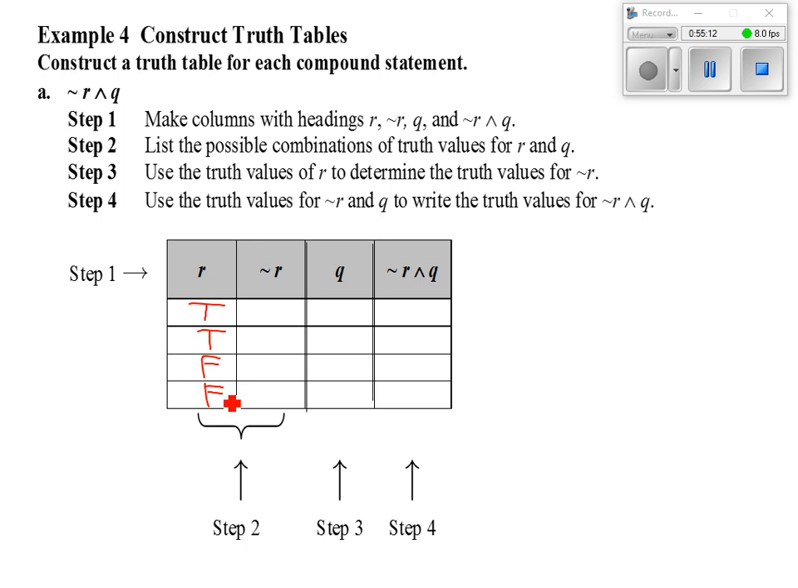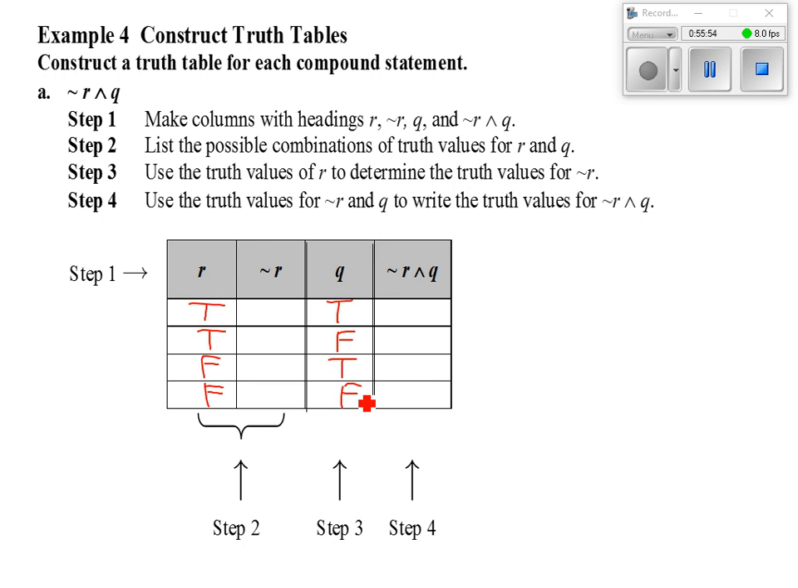Forget this second column for right now. Let's look at Q. Do we know if Q is true or false? No. If R is true, Q could be what? True. If R is true, now tell me, Q could be what? False. You see what we're doing here? Here we have both of them true. Here we have R true, Q false. Here we have R false, Q could be true. We have R false, Q could be what?